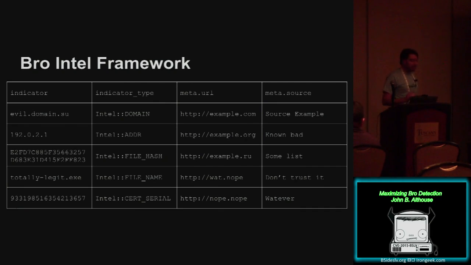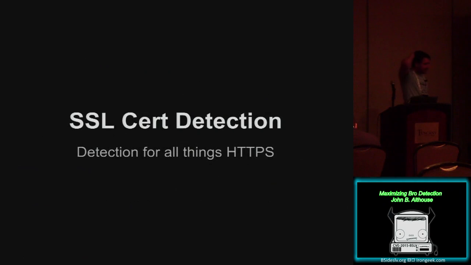What the Bro Intel framework is, it looks literally like this. It's just a list of intel. For example, here's a domain, so you'll just put your evil domain, and then say the indicator type is Intel::DOMAIN, and then you have some details of where that intel came from, whatnot. IP addresses, file hashes, file names, certificate serials, and so it's really easy to just add intel to Bro very quickly on the fly.